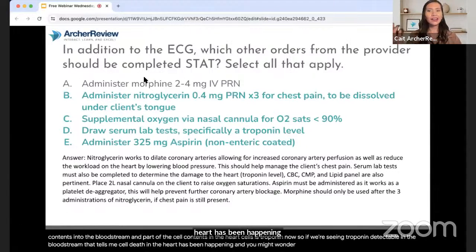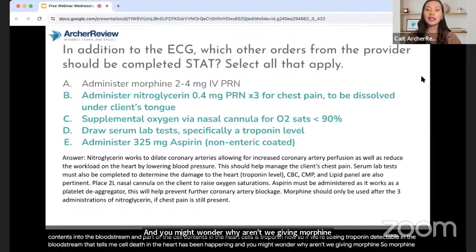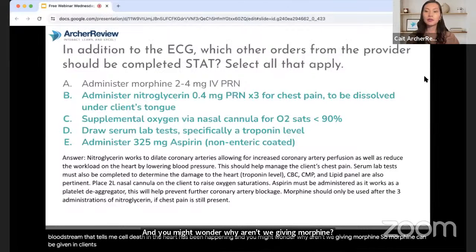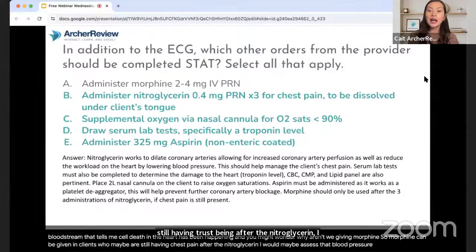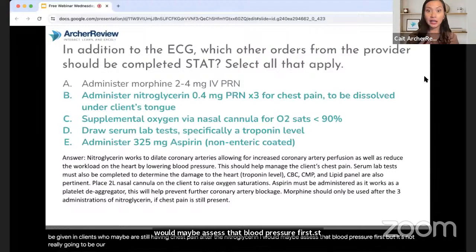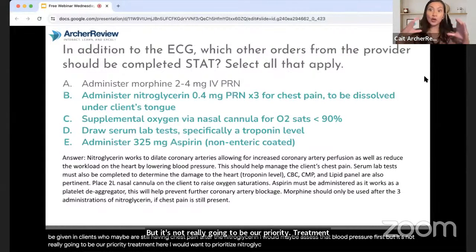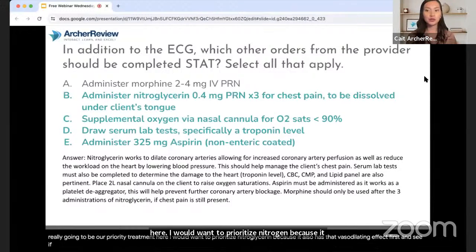And you might wonder, why aren't we giving morphine? So morphine can be given in clients who maybe are still having chest pain after the nitroglycerin. I would maybe assess that blood pressure first, but it's not really going to be our priority treatment here. I would want to prioritize nitroglycerin because it also has that vasodilating effect first and see if that resolves the chest pain.